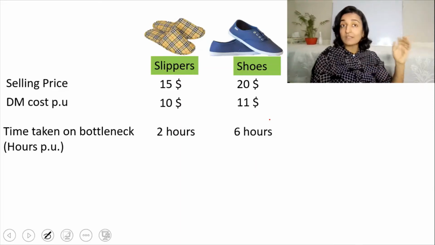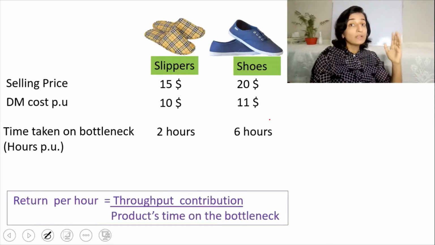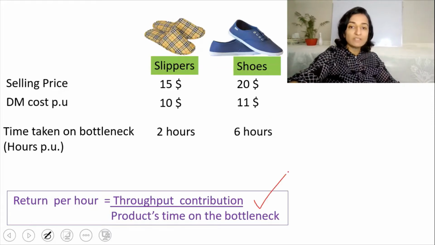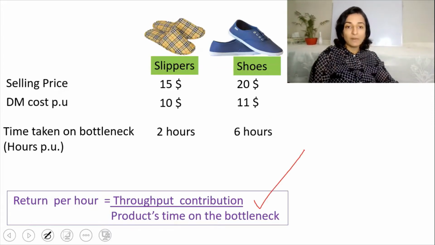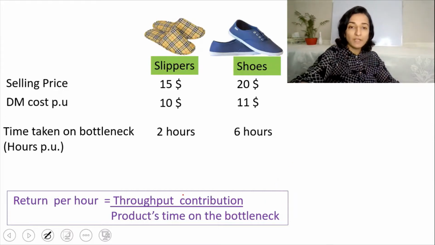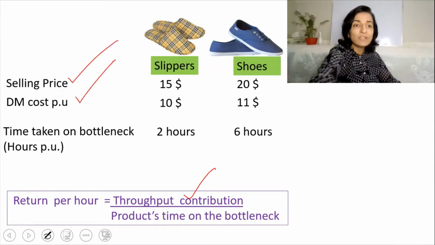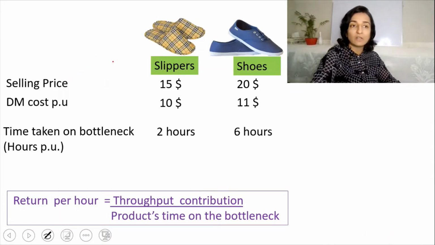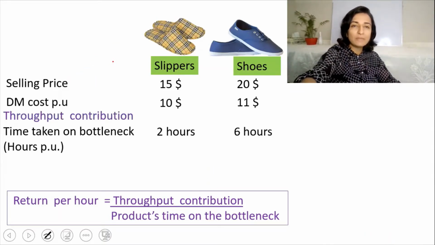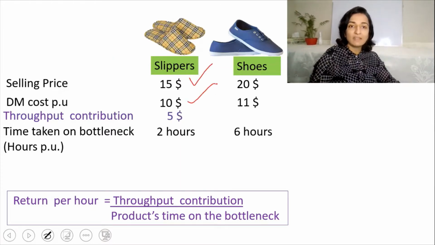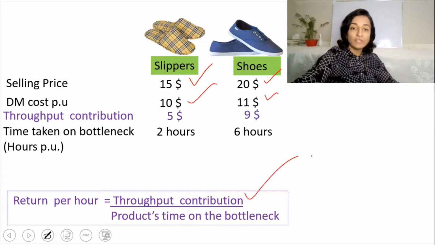The guiding factor is to find out the return per hour of both products. Return per hour, we know, is throughput contribution divided by the product's time on the bottleneck. So we will first find out the throughput contribution. What is throughput contribution? Selling price minus direct material cost. So throughput contribution for the slipper is 15 minus 10, that is $5. And for shoes, it is 20 minus 11, or $9. So we've got the numerator.